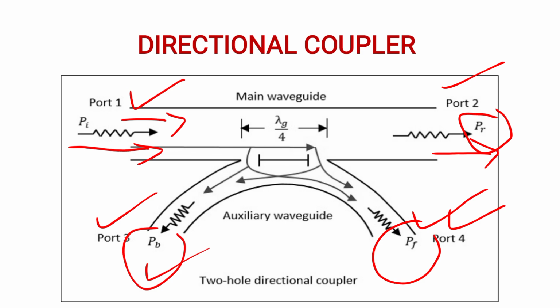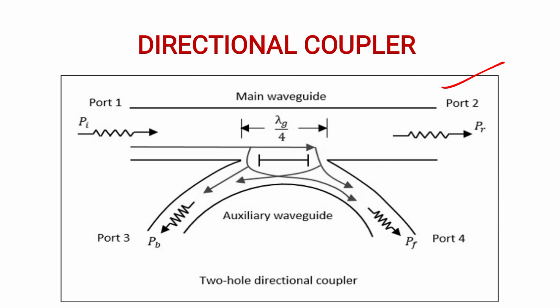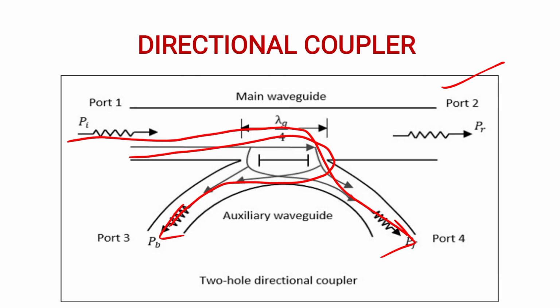Forward power is nothing but, when the power is incident at port 1, how much power is coupled to port 4. If I pass a microwave signal at port 1, how much microwave signal is delivered to port 4 is forward power, how much is delivered to port 3 is backward power, and how much goes forward and reaches port 2 is received power. These are the four ports, and this is how the power splits in a directional coupler.